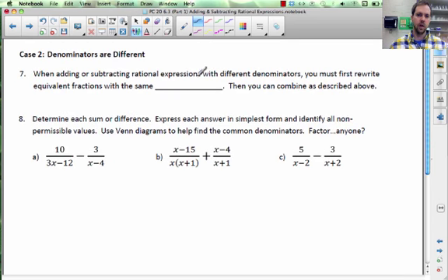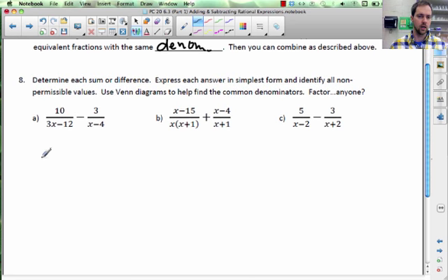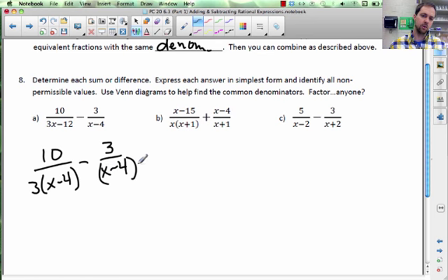If the denominators are different when adding and subtracting these expressions, you must rewrite equivalent fractions with the same denominator. Then you can combine, as described above, just like we did on the last page. So let's find a common denominator. The first one, we can look at the denominator as 3 times x minus 4. Now it is almost the same as x minus 4, except this one needs a factor of 3 multiplied by it. So if we multiply this one by 3, we multiply the numerator by 3 as well.